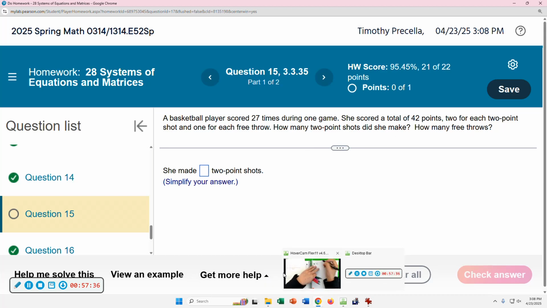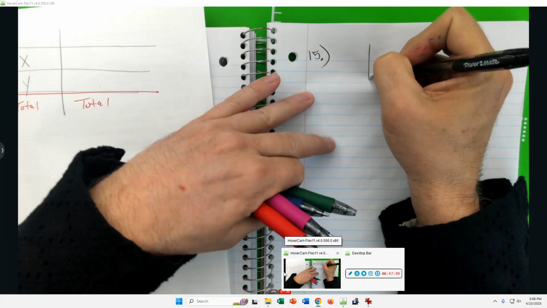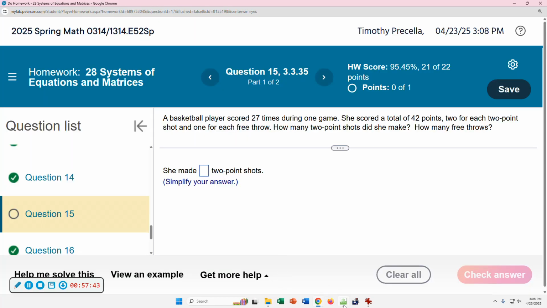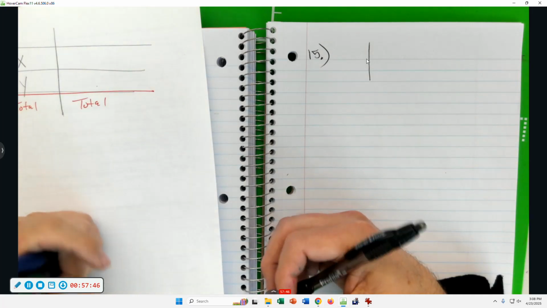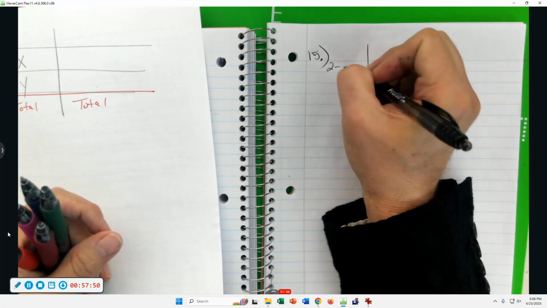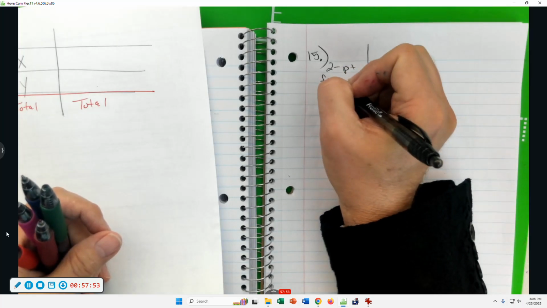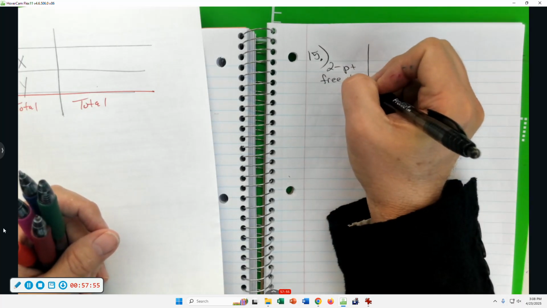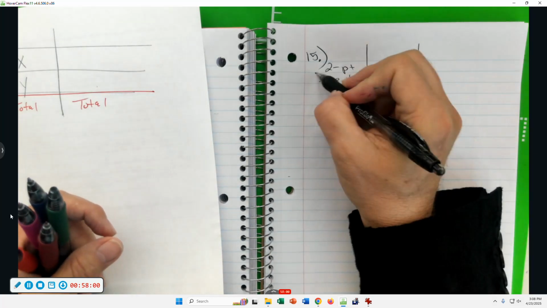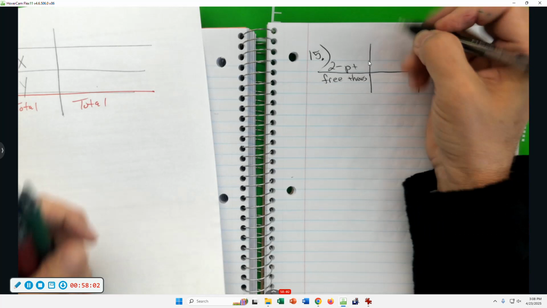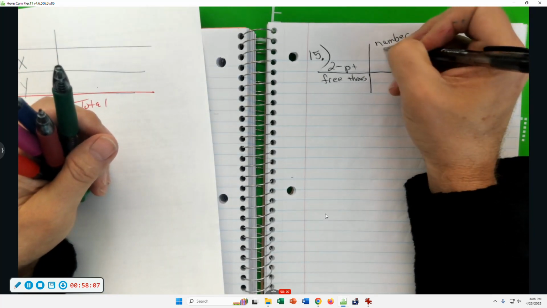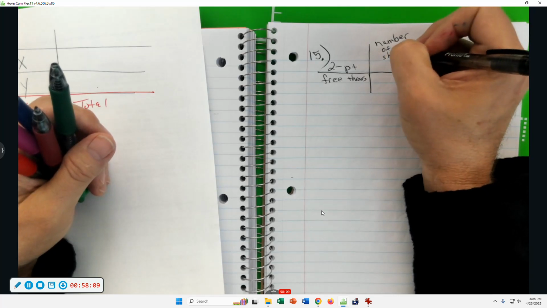Here's my table. I'm going to start my table. What am I going to use as row headers? That's where I put my unknowns: the 2-point shots and the free throws. And we don't know how many she got. Those are the unknowns. So I'll say number of shots scored.